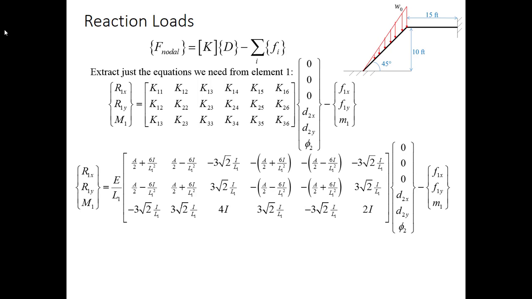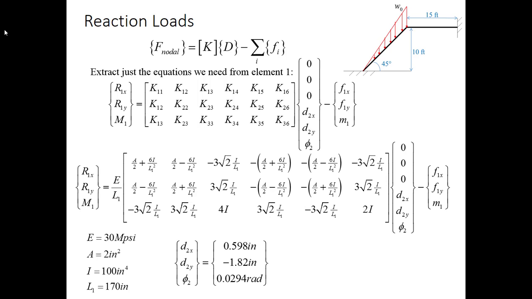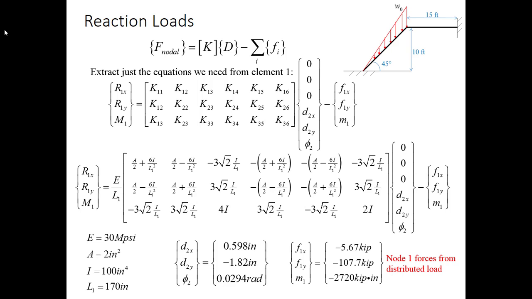Plugging in what those terms are. Remember, this is just the terms that came from the element 1 stiffness matrix. So these are the first 3 rows of the element 1 stiffness matrix. I can then plug in the values for E, A, I, and L1, and also plug in for the degrees of freedom that I've now known, and the node 1 forces from the distributed load. So remember, we had a total of 6 forces that we found from the distributed load. I now need the first 3 of those that are associated with node 1. And I want to put that all together, and I can solve for the reactions.